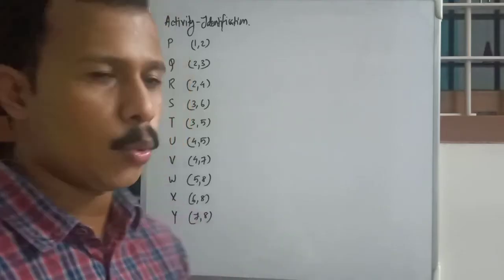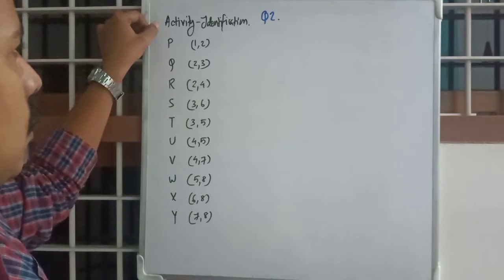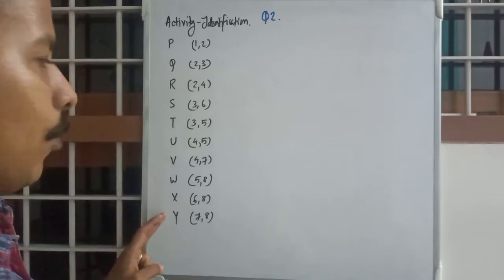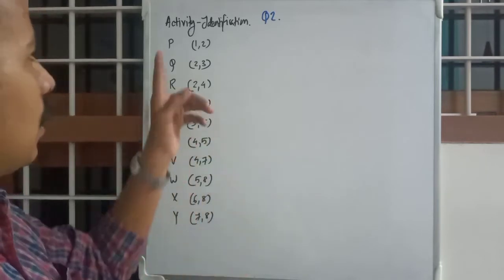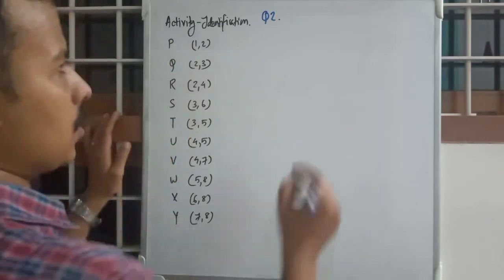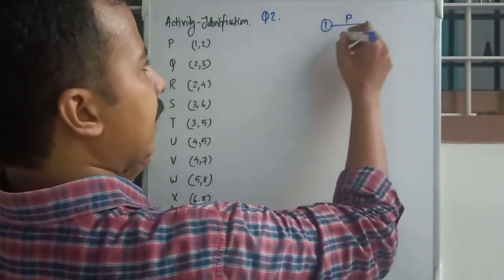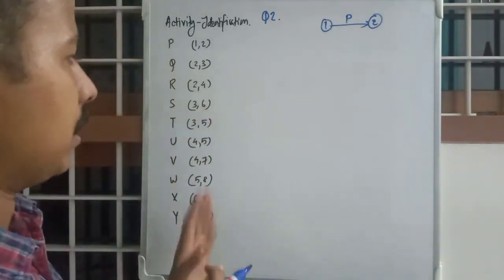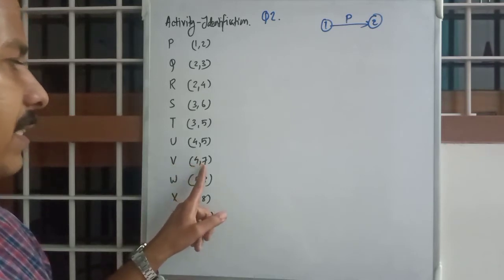And this is question number 2. So this first column is the list of activities from P to Y, and this column is identification. This means P is connecting events 1 and 2. That is, if this is activity P, the tail event will be 1 and the head event will be 2. It's pretty clear from the numbering. So if V is the activity, 4 is the tail event, and 7 is the head event.